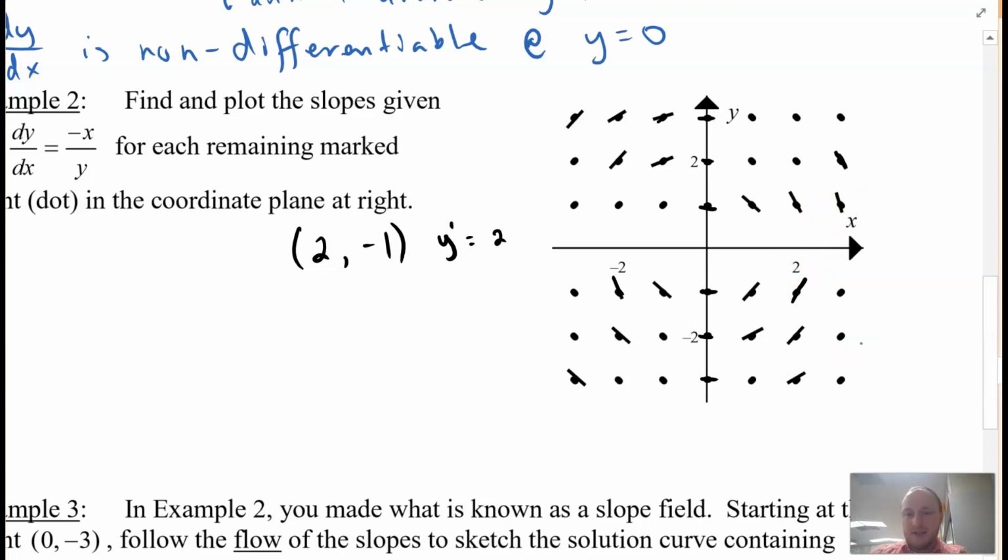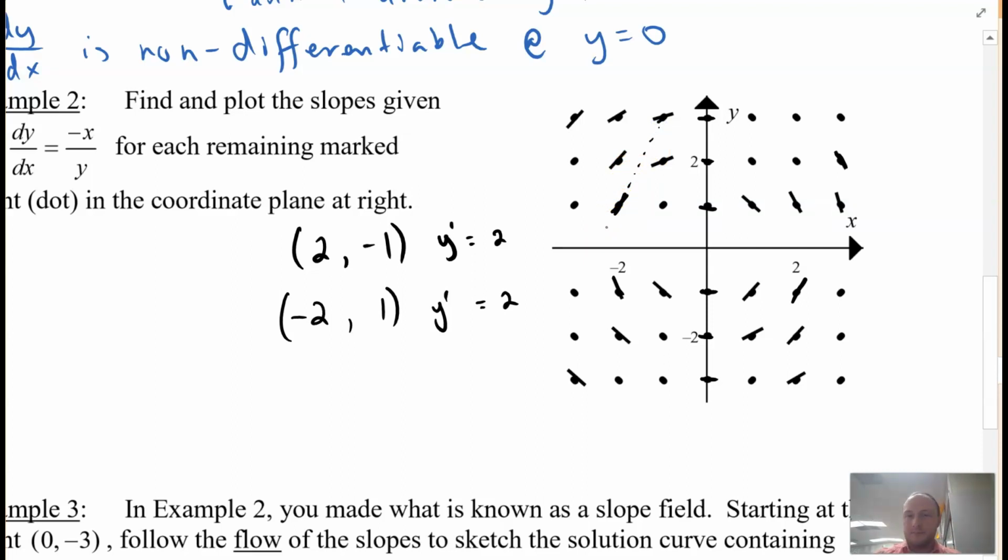I'll go ahead and do another one. What about (-2, 1)? Here y prime would be negative of negative 2, so positive 2, divided by 1, which would be 2. So something like this, up 2 over 1, and you can imagine extending a line.